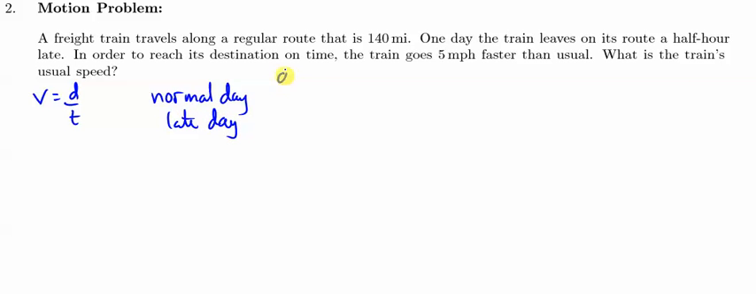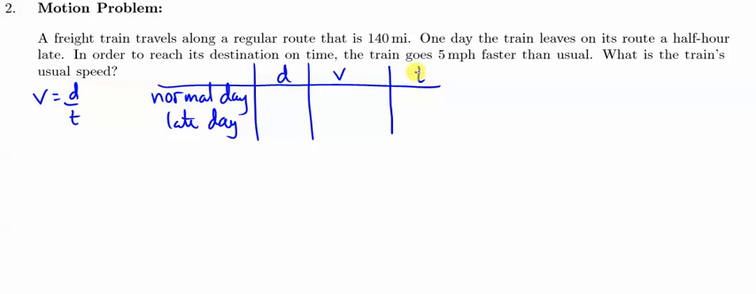Then we can list the distance traveled, the velocity or speed, and the time taken. Now we're told that it's 140 miles each time. That doesn't change. And we have a comparison here. On the day that it goes late, it goes 5 miles an hour faster than usual. So if I refer to the normal day as v, then the late day would be v plus 5.